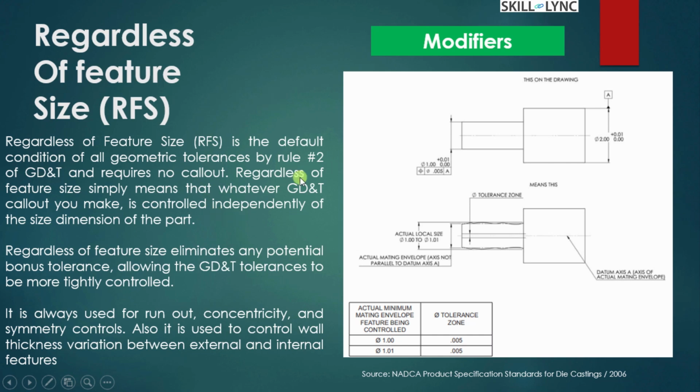So it is always used for runout, concentricity and symmetry based controls, and also in case of external or internal features, that is a hole or a circular external feature, a fillet kind of thing. Then it is used to control the wall thickness variation with this modifier. That is, you are strictly restricting the maximum boundary that it can exceed. So this is regardless of feature size.